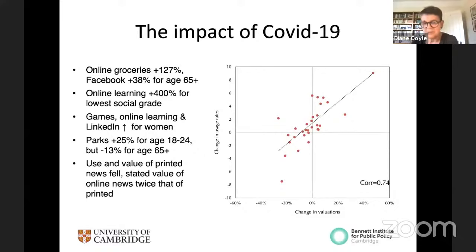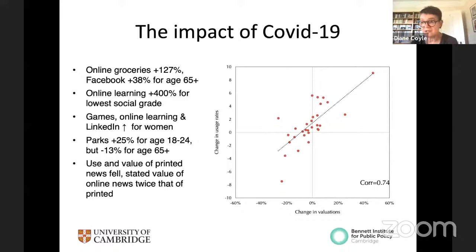Online learning, to go back to that example, saw a very big increase indeed for people in the social category E in the classifications that we are using for UK data, but not for the average. So in that sense, it is a niche product fitting a particular need for a particular category of people.